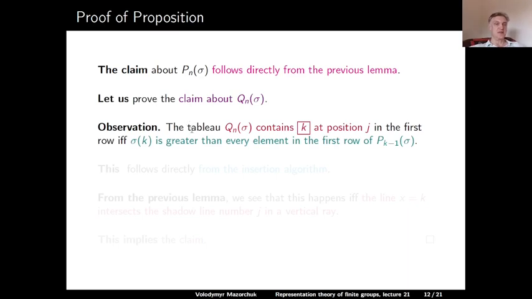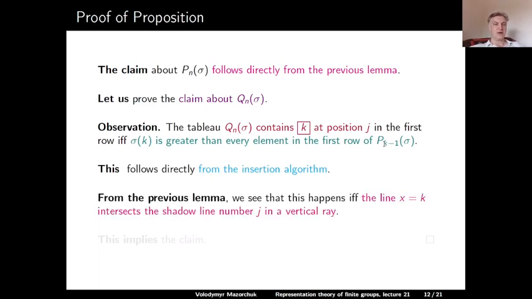Let us note that the tableau Qn of sigma contains a box with a number k at the position j in the first row, if and only if sigma of k is greater than every element in the first row of P_{k-1} of sigma. So this follows directly from Schensted's insertion algorithm. By the previous lemma, we see that this happens if and only if the line x is equal to k intersects the shadow line number j in a vertical ray. And this implies exactly the claim.